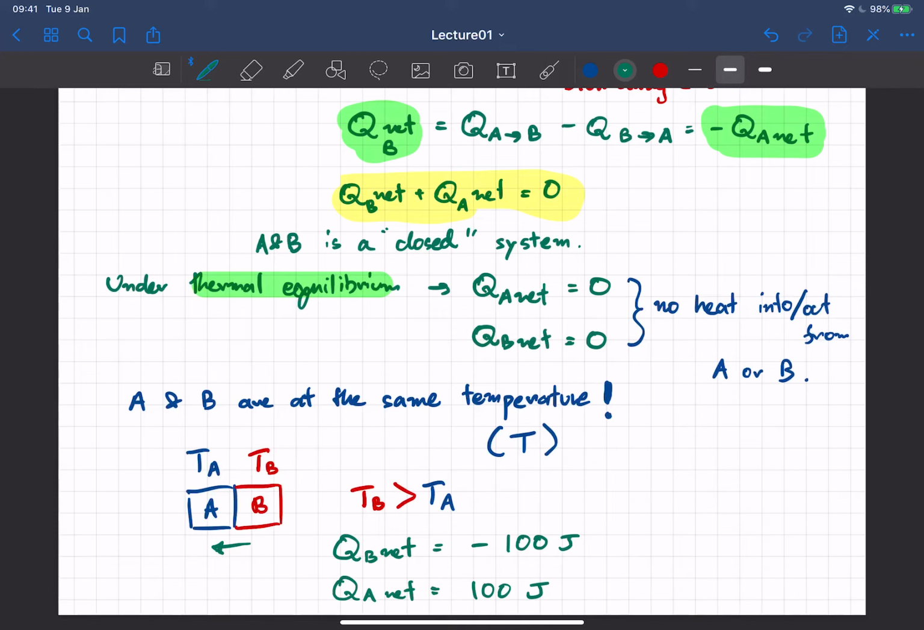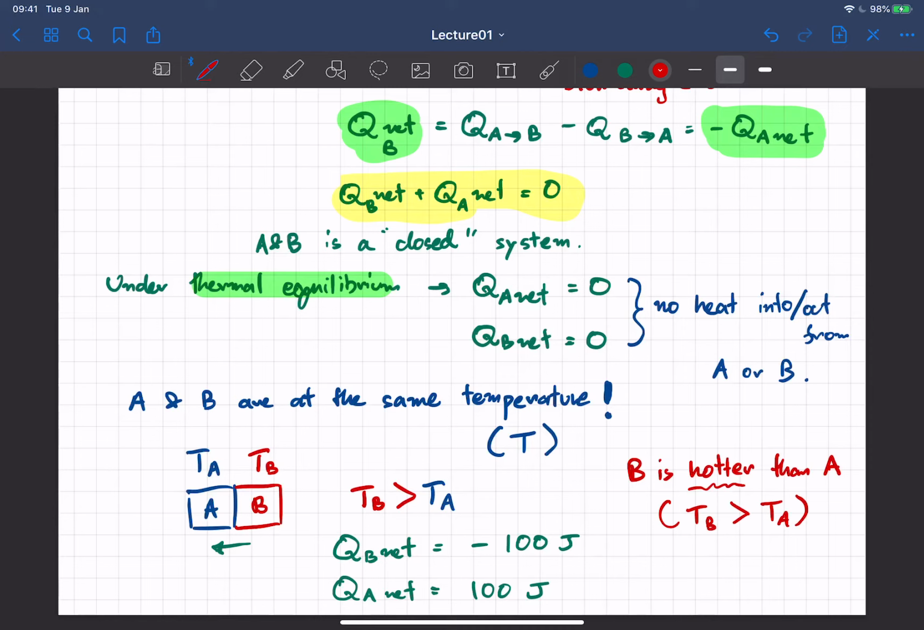Right? So if the temperature of B is larger than A, then we say B is hotter than A. So this is another way of saying that T_B is larger than T_A. Okay, so it's a very indirect way of saying what the temperature is. It's the thing that we can use to determine the direction of the flow of heat.